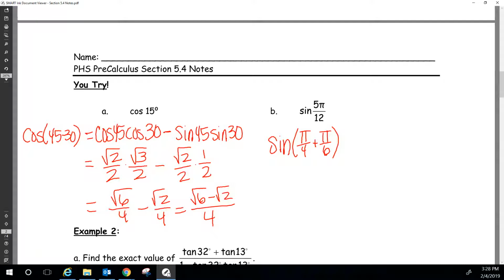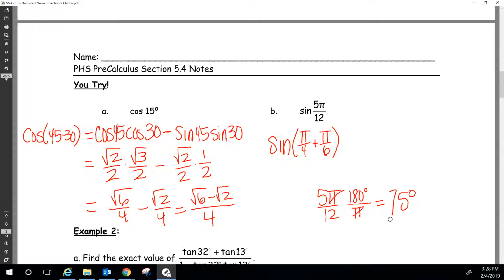So for 5 pi over 12, convert this into degrees. We know there's 180 degrees per pi. These cancel. And then 5 times 180 divided by 12, I don't know off the top of my head, would be 75 degrees.